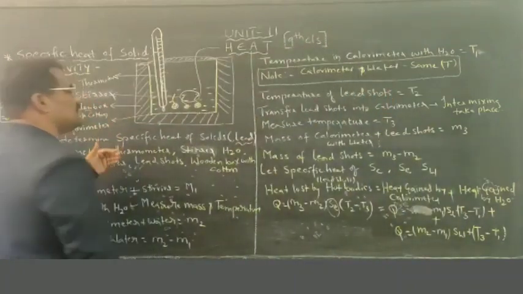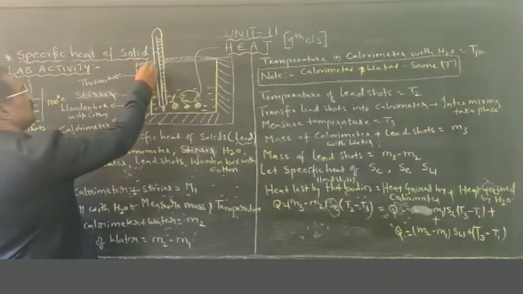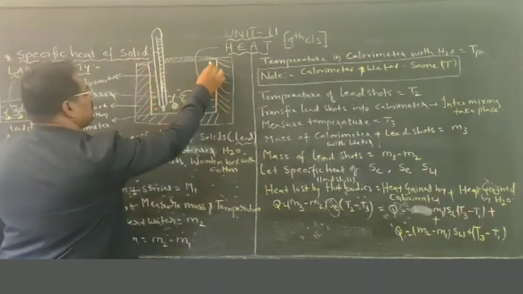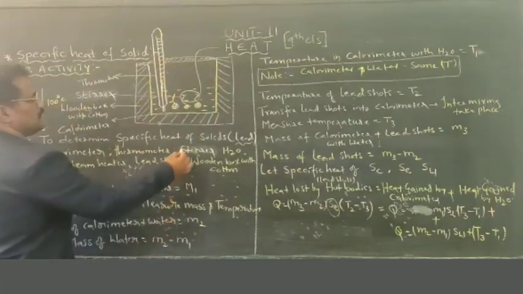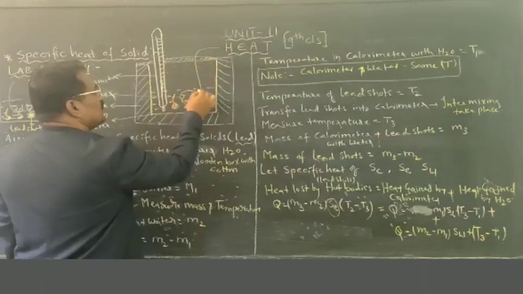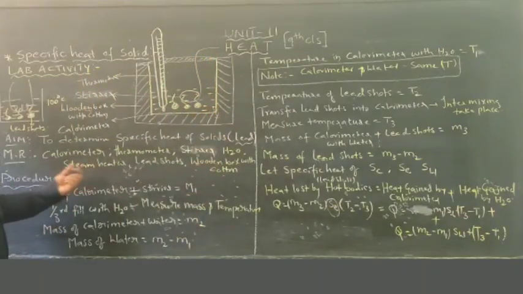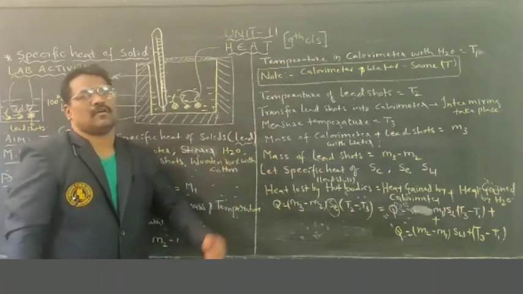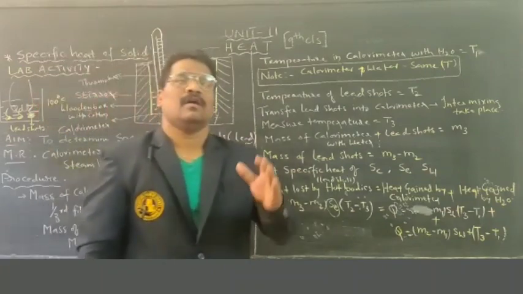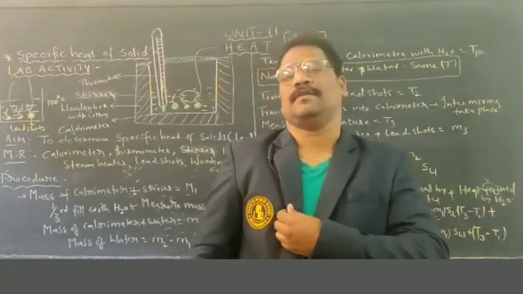The materials required to perform this lab activity are a calorimeter, this is the calorimeter we are using, a thermometer, and a stirrer. This stirrer is used to stir the liquid. Also water, a steam heater, lead shots, and a wooden box with cotton. These are all the materials required to perform this activity.